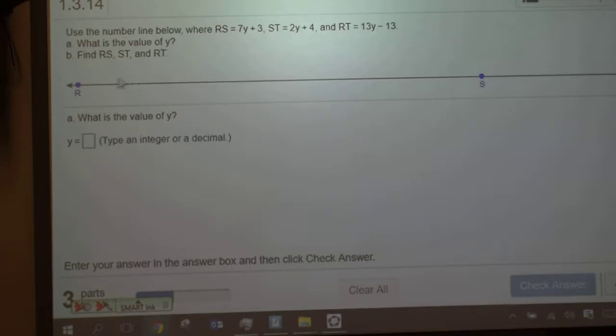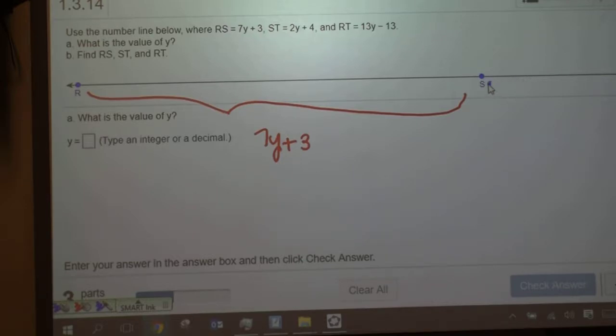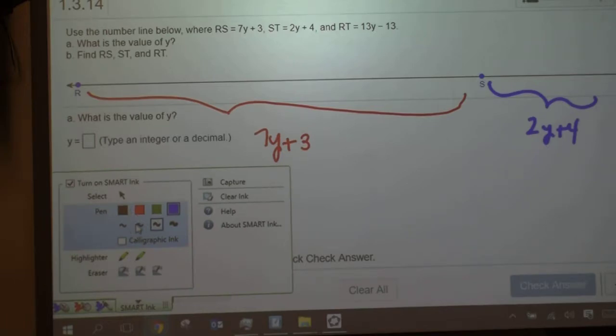So what they're saying here is R to S. So that distance, I don't know why they make the number line so big, but that distance there is 7y plus 3. And then they say S to T is 2y plus 4. Okay? Basically, with the segment addition postulate, what we're looking for is a series of consecutive segments that are end to end that take me from the beginning of a segment all the way to the end. So do those two, the red segment and the blue segment, do they do that? Yeah. They give me from the beginning to the end. So we're going to add those together.